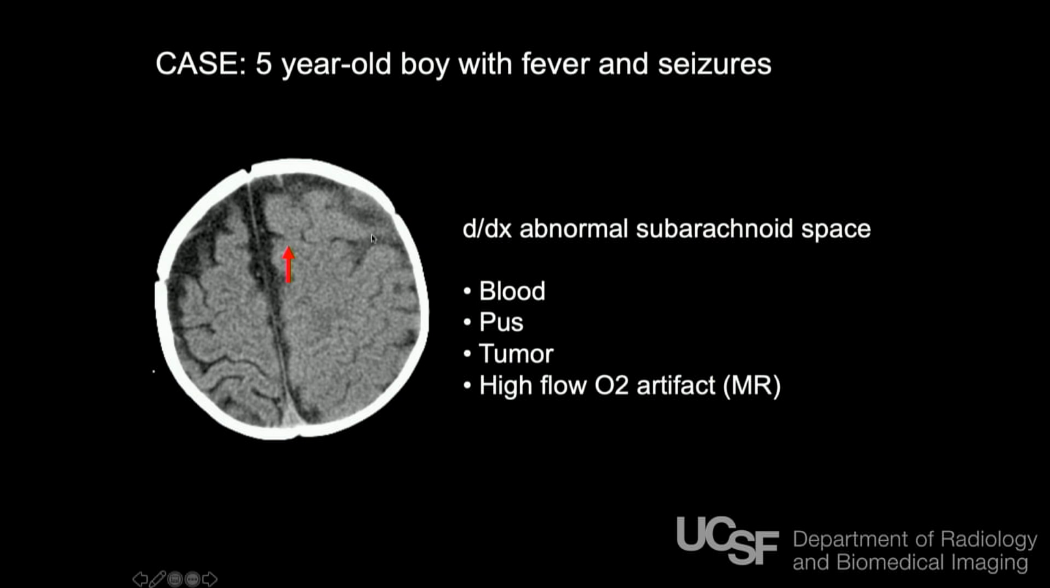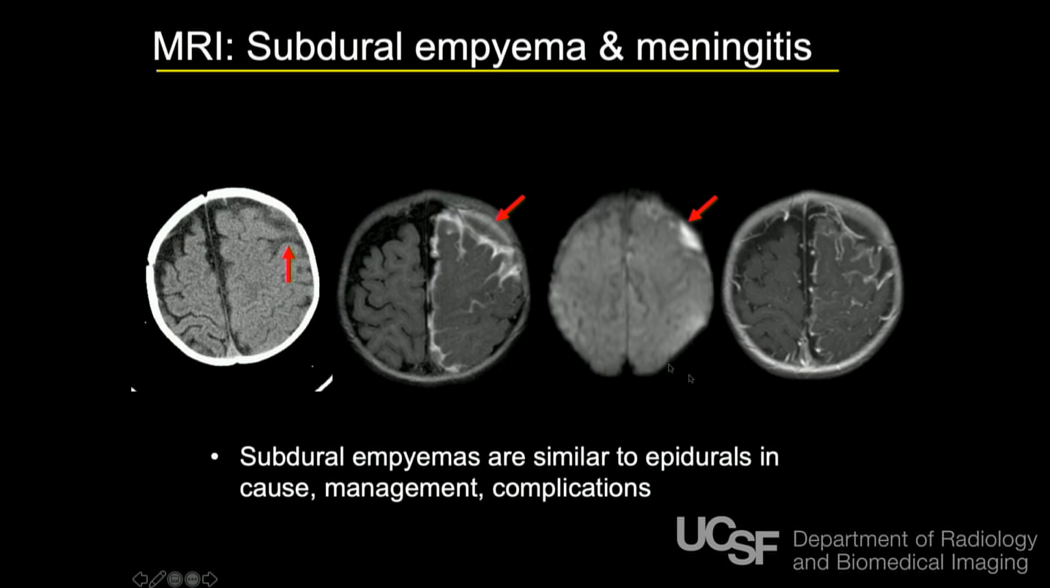So this is a patient with a diffuse subarachnoid abnormality. Just remember that the things that you can see in the subarachnoid space other than hemorrhage include pus, tumor, and then in the context of MRI, sometimes O2 artifacts. So this patient, when he had an MRI, had this diffusely abnormal subarachnoid space as well as this reduced diffusion that appears subdural. So this is a case of meningitis, abnormal subarachnoid space, complicated by subdural empyema. And just remember that subdural empyemas and also epidural abscesses are very similar with respect to their causes, involvement of adjacent sinuses, their management, and also their complications, something that's really important to tune into.